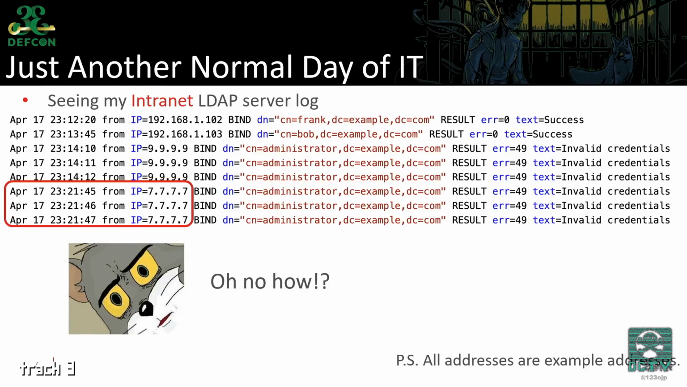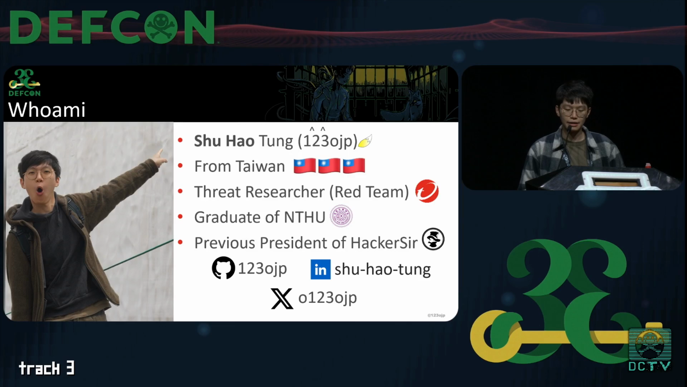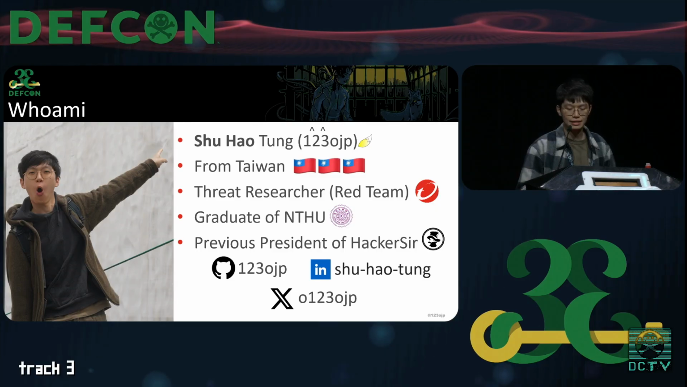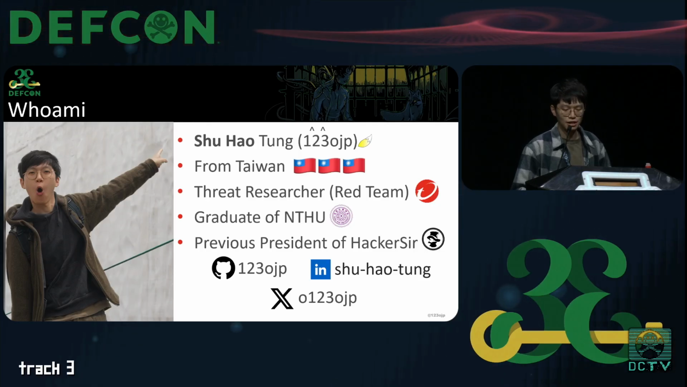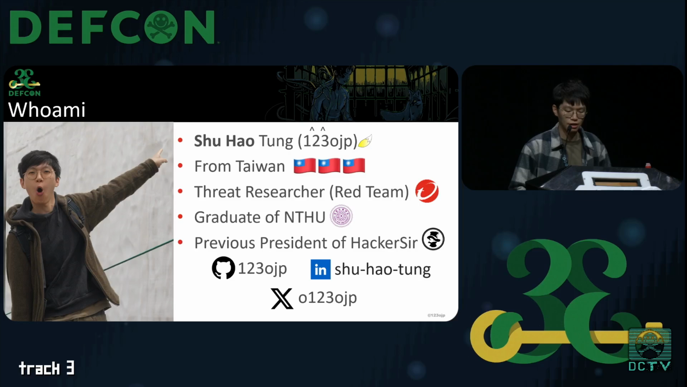Before we dive into the details, let me briefly introduce myself. Hi, I'm Su Hao Tong from Taiwan, and I'm now a red teamer and threat researcher at Trend Micro. I graduated from Tsinghua University in Taiwan and am a former HITCON president. I love to play with networks and network protocols. I started this research for fun, and it turned out to be of great importance to general network security. I'm sharing my GitHub account here, where you can find all the tools and material of this research.